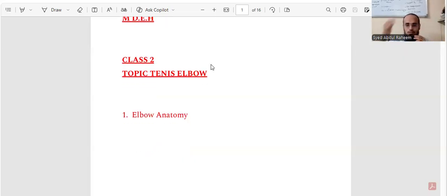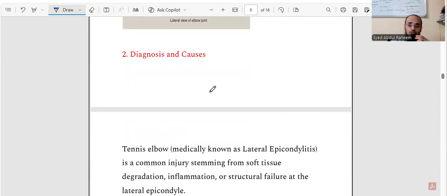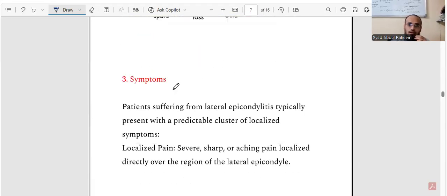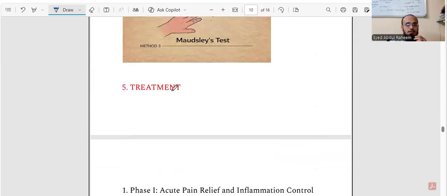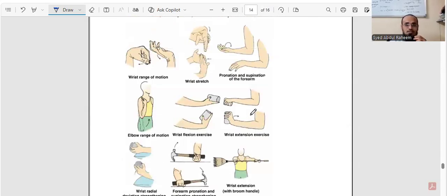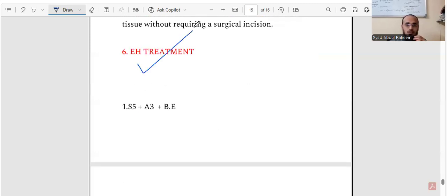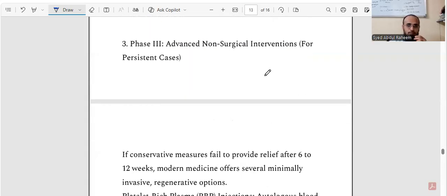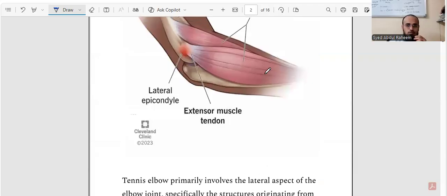Tennis elbow, so what topics will we cover? Basically the basic anatomy, not the complete anatomy, then the diagnosis and causes of tennis elbow, the symptoms, and clinical examination, how you can examine the patient. Then treatment: what modern medicine treatments are available for tennis elbow, and what the electrohomeopathy treatment is, and some exercises you can advise to the patient to improve the condition. So these are our tennis elbow topics. I hope you are getting my point.